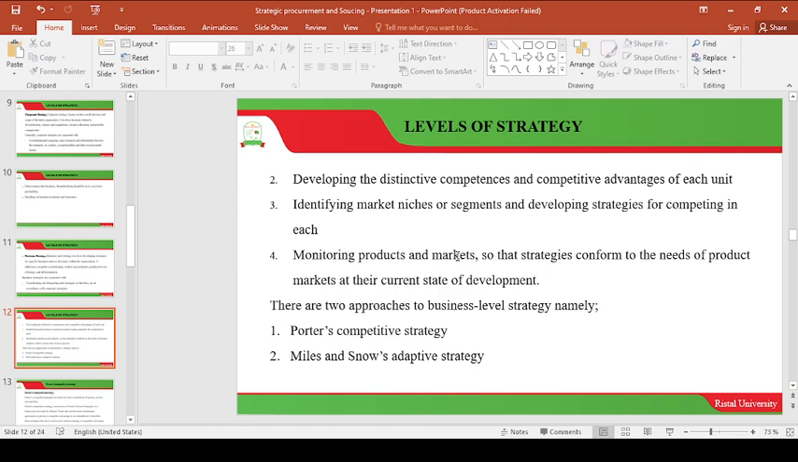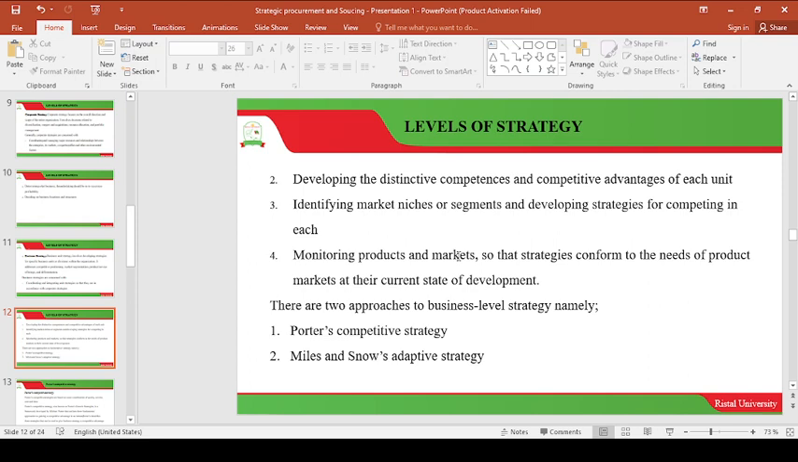Developing the distinctive competence and competitive advantage of each unit. Yes, I talked about Apple developing its product very distinctive from others, such that they can compete in the market. Then identifying market niches or segments, the small segment that are loyal to the product, such that you concentrate in that market segment.